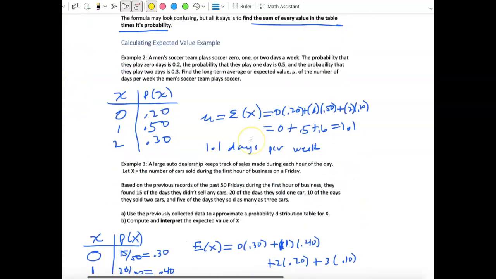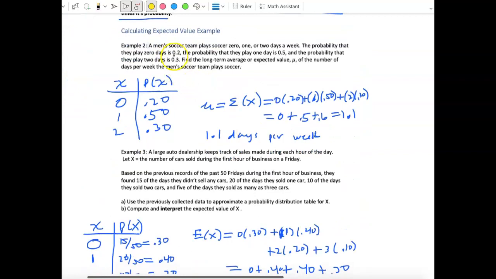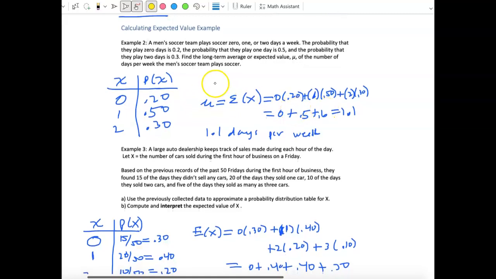your expected value. Looking at a couple of examples here, you have a men's soccer team, and the probability that they play 0 games in a week is 20%, they play 1 game in a week is 50%, and they play 2 games a week is 30%. So on average, how many games would you expect them to play in a week? You just take the expected value, which is, again, just an average. And we use the word expected value because it's related to a random variable.